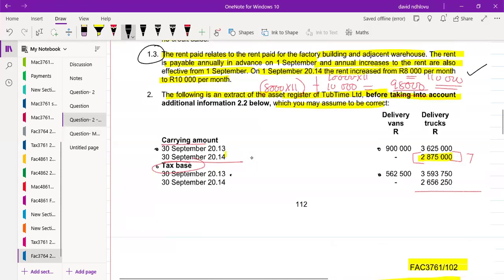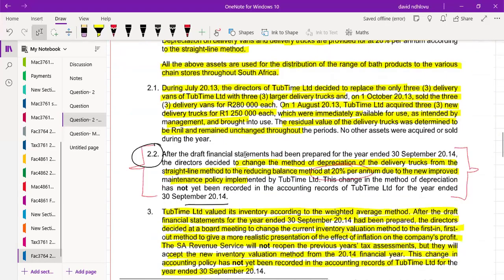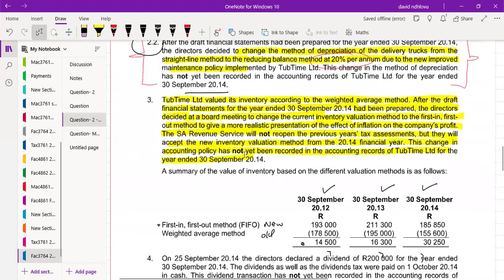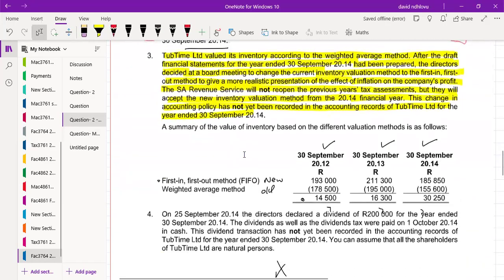We are not finished. Then we come to the change in accounting policy. We need to find out what the South African Revenue Services is going to do about the change that we are implementing.